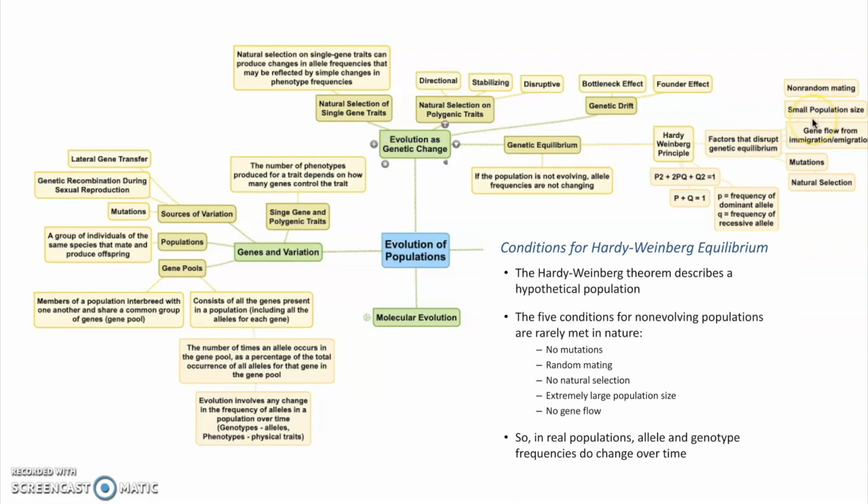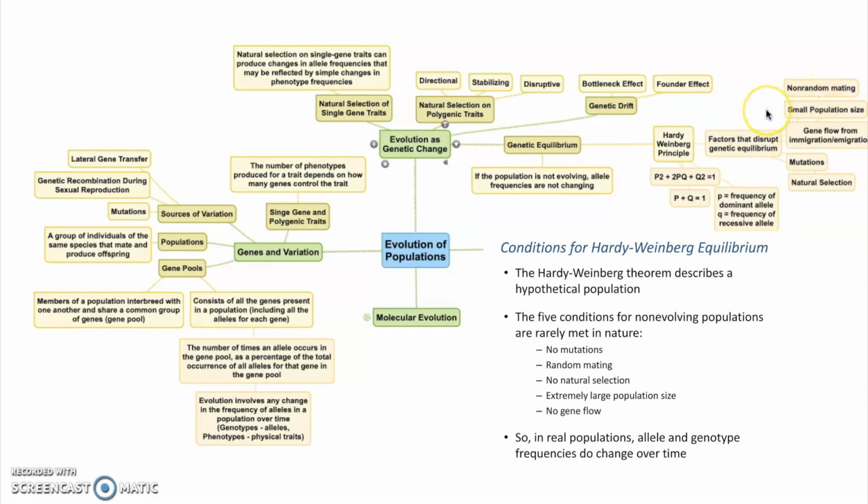they don't all necessarily have small population sizes. Okay, genes can flow in and out of a population due to immigration and emigration. Mutations do occur and natural selection does occur. Then populations are not going to be in genetic equilibrium. Okay, in order for the populations to be in genetic equilibrium, you need to have random mating.